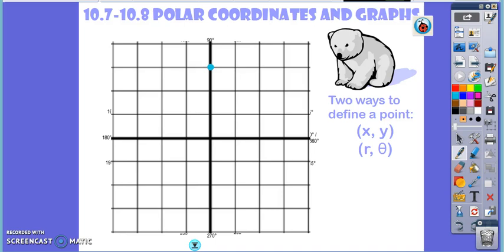Today we're learning about polar coordinates. You know how we're used to graphing? We're used to graphing rectangularly, going an X and then a Y. They actually call those rectangular coordinates. X comma Y are rectangular coordinates. Today we're going to learn polar coordinates.